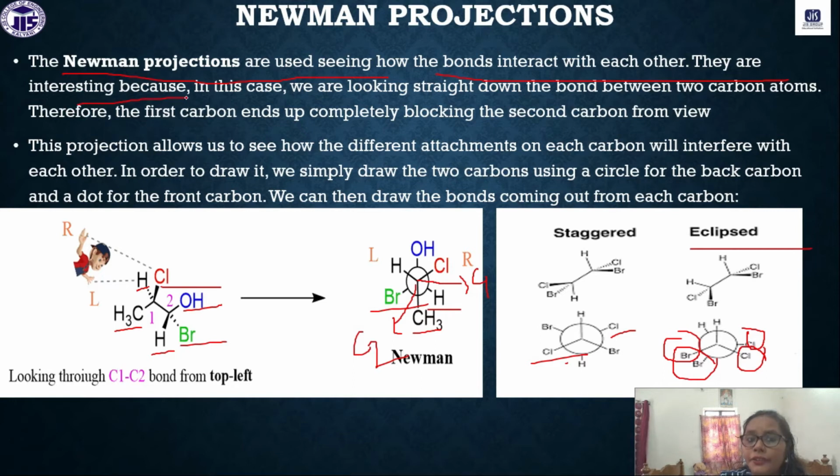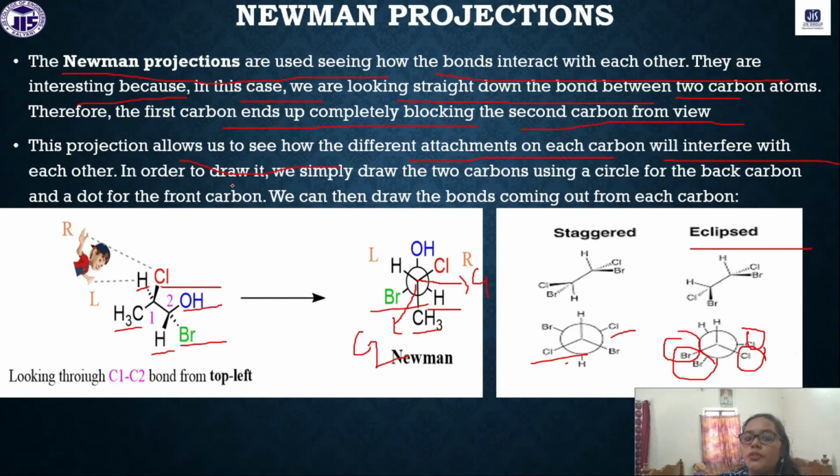They are interesting because in this case we are looking straight down the bond. Straight down the bond between two carbon atoms. Therefore, the first carbon ends up completely blocking the second carbon from view. The projection allows us to see how the different attachments on each carbon will interfere with each other.